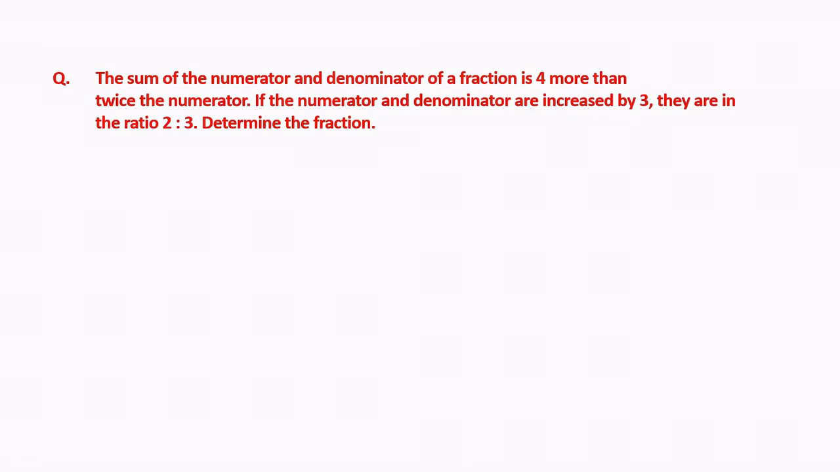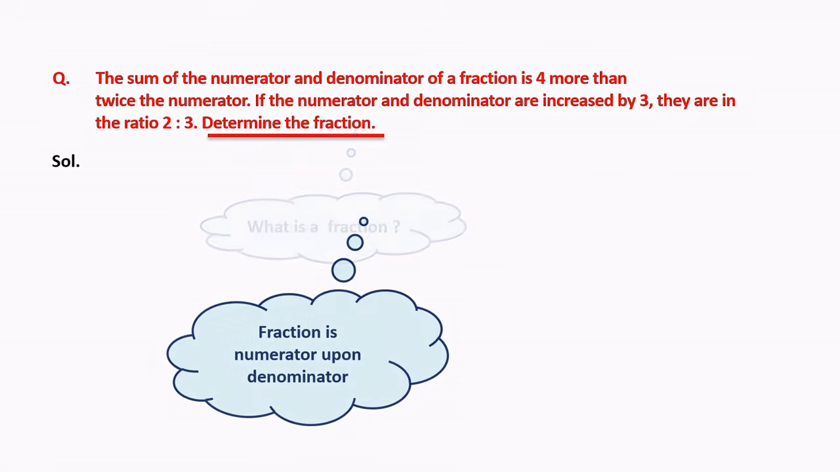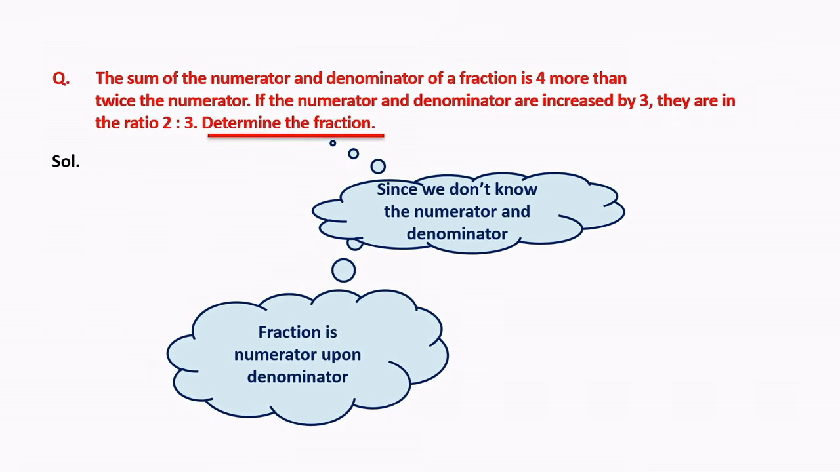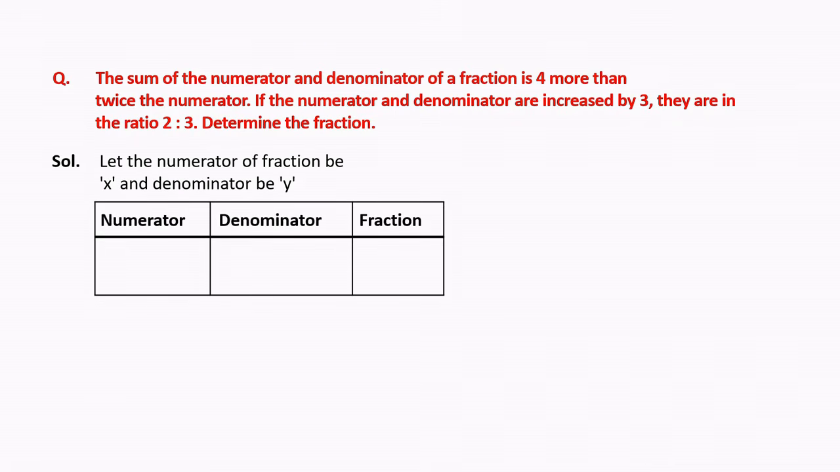Let us read the question carefully. The sum of the numerator and denominator of a fraction is 4 more than twice the numerator. If the numerator and denominator are increased by 3, they are in the ratio 2:3. We need to determine the fraction. First, let us assume the numerator as x and the denominator as y. So, the fraction becomes x by y.